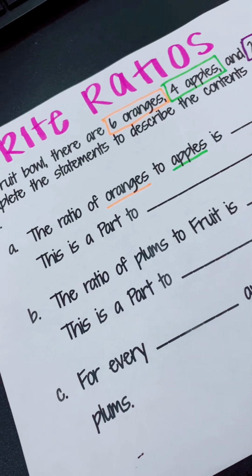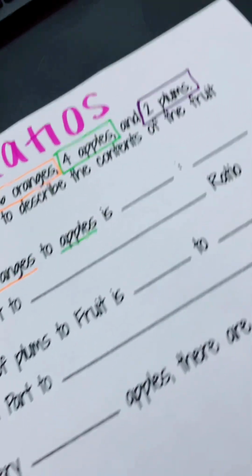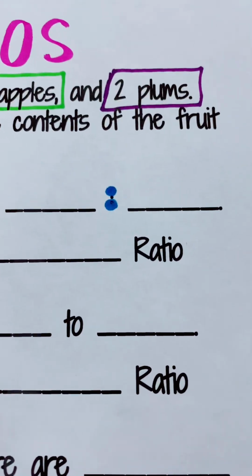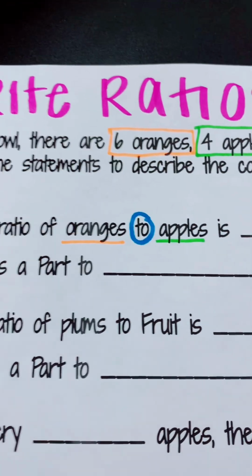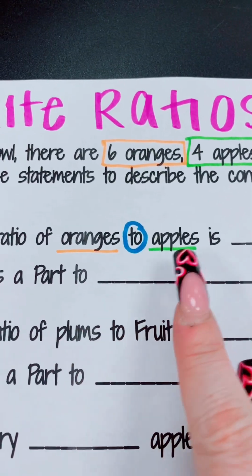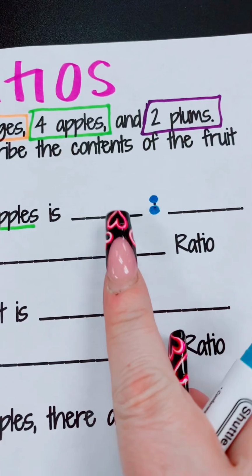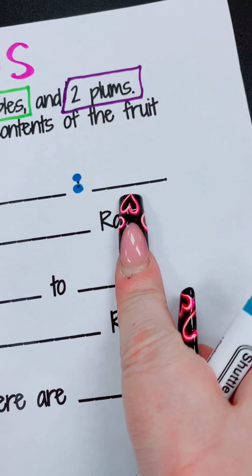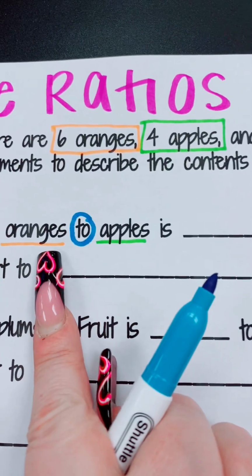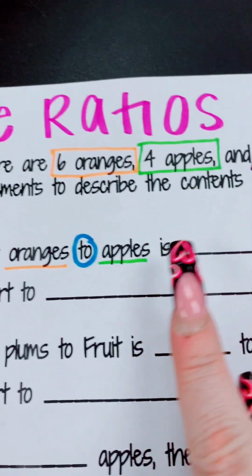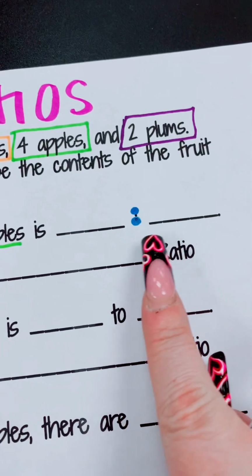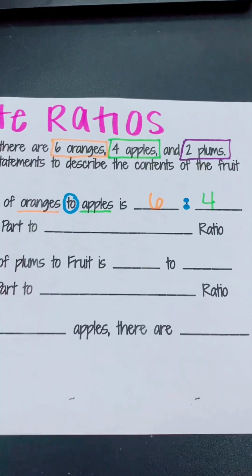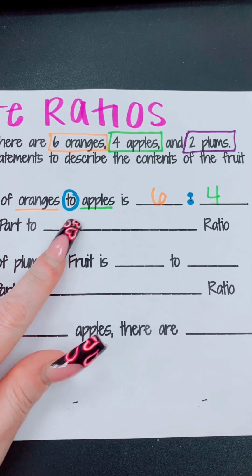So the first ratio we need to write is the ratio of oranges to apples, and we need to use a colon. This word "to" tells us where the colon is. So if it says oranges to apples, this first blank is our oranges, this second blank is apples. The first word should be the first number, then your colon, then the second word should be your second number. So here we have oranges to apples.